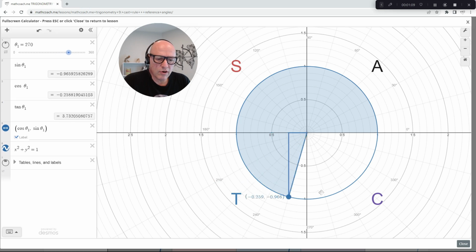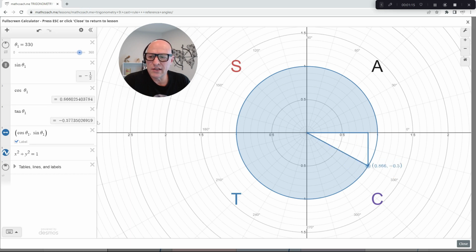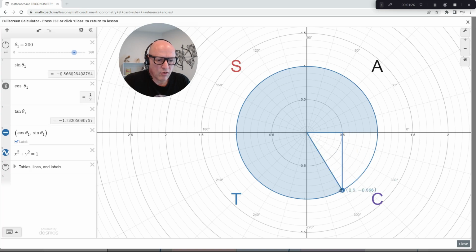Moving on to quadrant 4, the cast rule tells me that the sine ratio is going to be positive, or sorry, the cosine ratio is positive in quadrant 4. And I can see that the sine and tangent ratios for all angles in quadrant 4 are going to be negative.